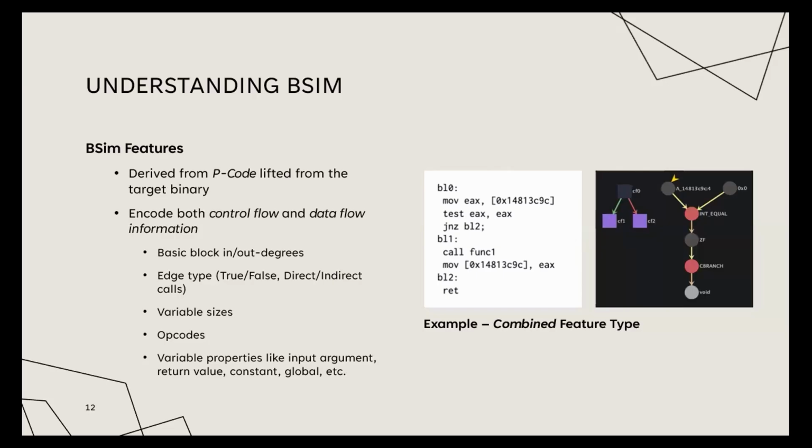We have a quick example here. This is actually a combined feature. So the right picture in black, the left side of that is the control flow for this little code snippet. And then the right side is actually the data flow information. It's a bit small, but really what we see here is the result of the move into EAX is effectively compared with 0 with the test instruction. And then the result of that is used for the branching instruction to go either to block 1 or block 2.